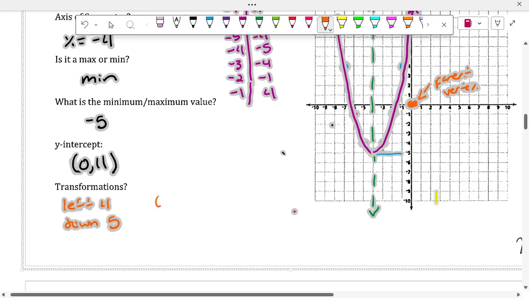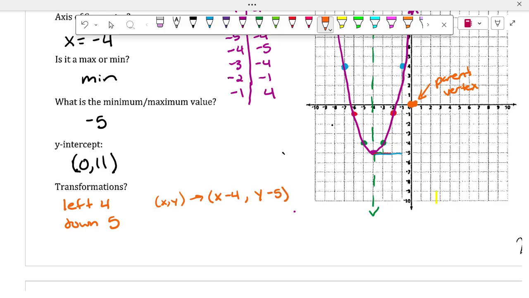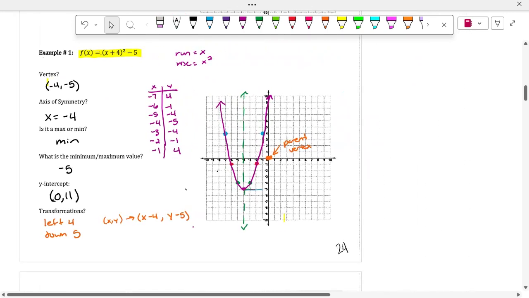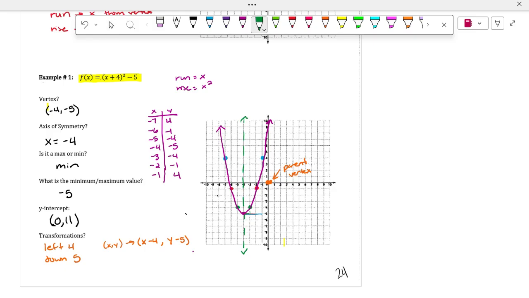So let's say I wrote an arrow notation. So x, y. What did I have to do to x, or 0, to get to -4? You subtract 4. What do I have to do to the y? Subtract 5. So take a minute. Do you guys see any connection between the original function and what we just wrote out in arrow notation, the transformations? What do you see? So we have a -5 here, right? But this +4, where do you think that comes from?